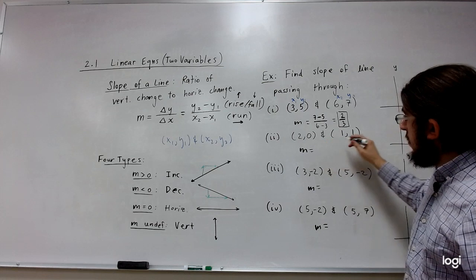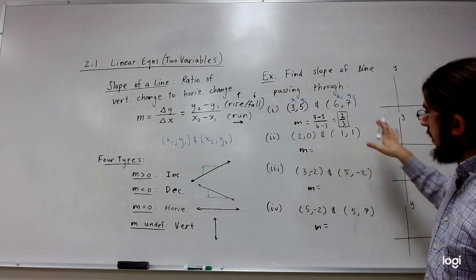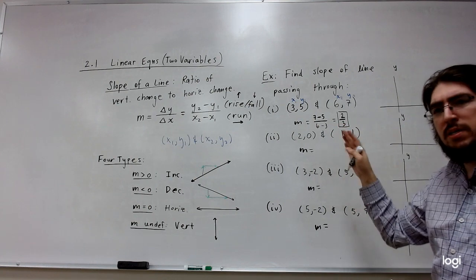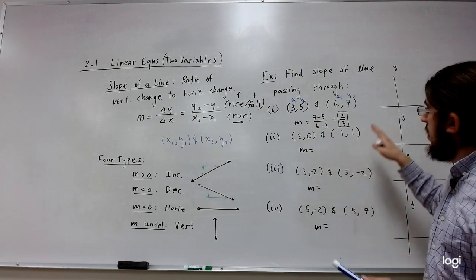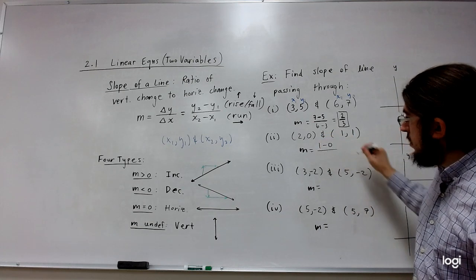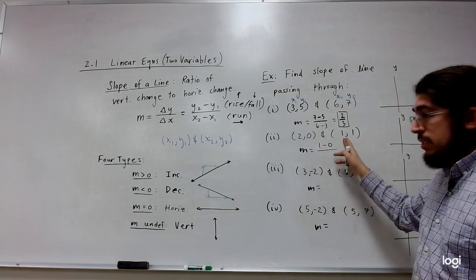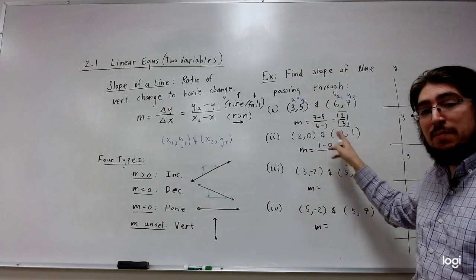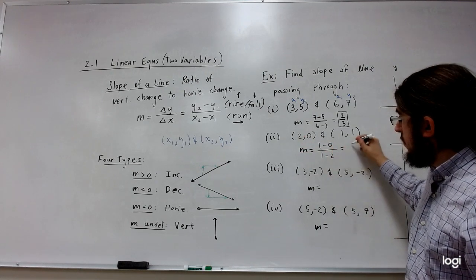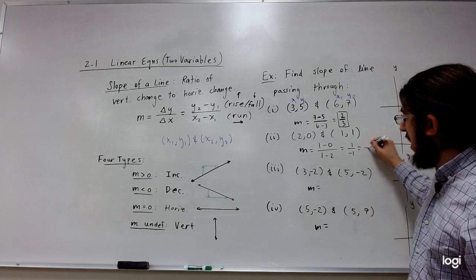So now here, again, we can label them x1, y1, x2, y2. I'm not going to because I want to get used to just looking at it. So y2 minus y1 is going to be 1 minus 0 over, subtracting the x's in the same order, second minus first. So 1 minus 2 in the denominator will give me 1 over negative 1, which is negative 1.